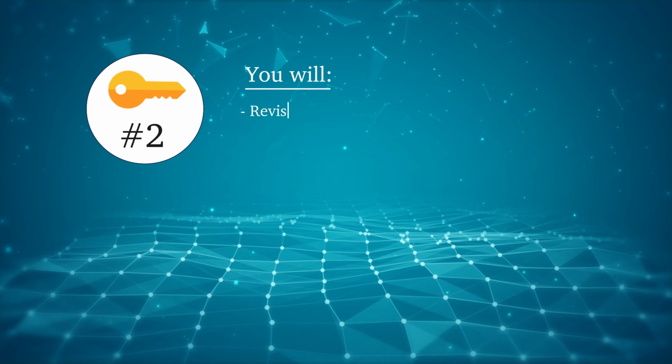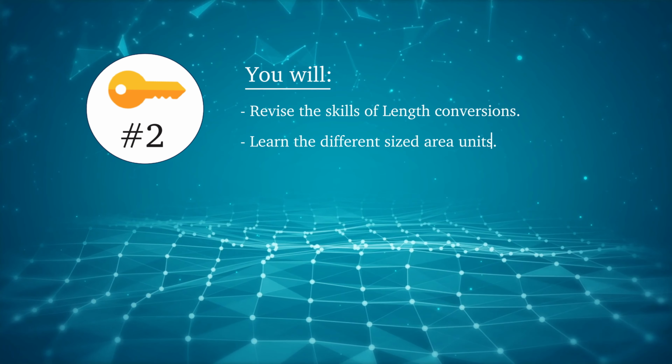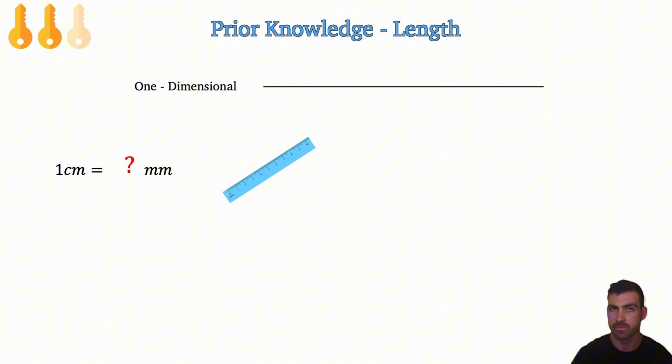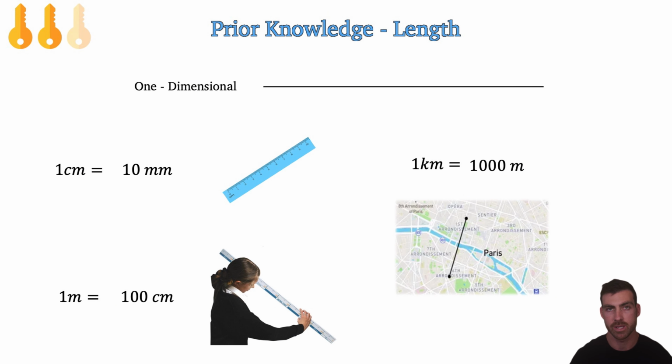In this section, you will revise the skill of length conversions and learn the different sized area units. Let's start with something you already know. When we measure length, we're measuring a one-dimensional line. Try and guess the conversion before I reveal it. Let's start. If we have 1 centimeter, that equals 10 millimeters. If we have 1 meter, that's 100 centimeters. And 1 kilometer, that's 1,000 meters. Nice and simple. Each step just scales up by 10, 100, 1,000.